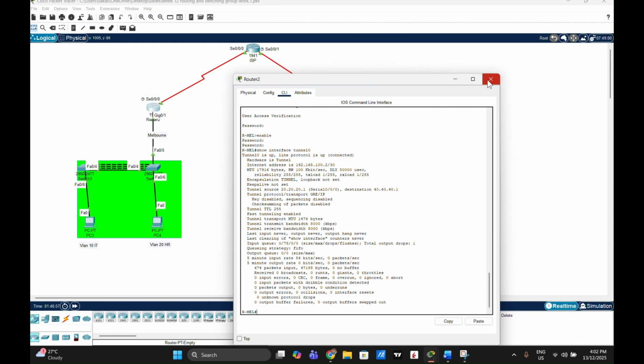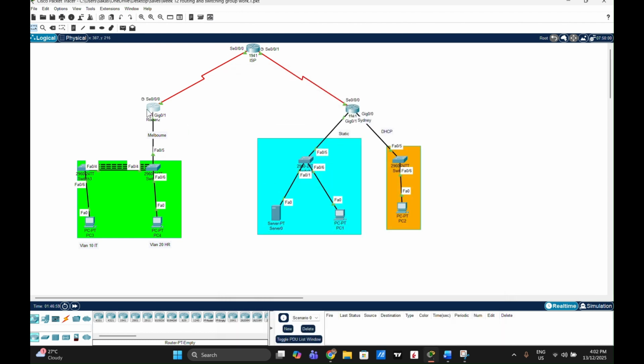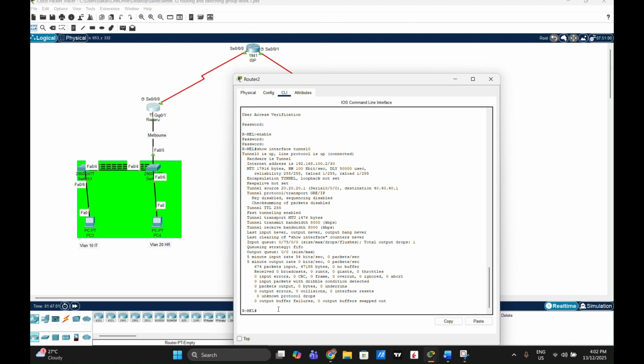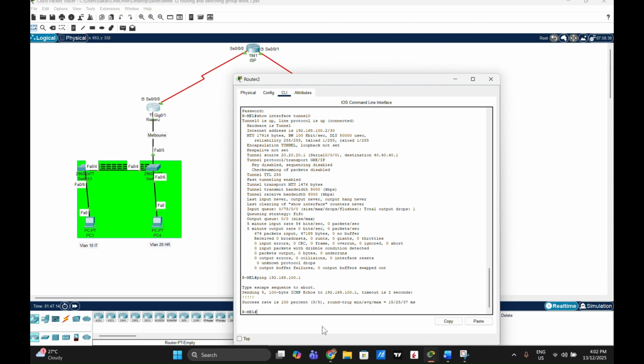And now we will also do a ping test. Both Sydney and Melbourne are connected to each other. So let me ping 192.168.100.1. So here we can see the success rate is 100%. This means Sydney and Melbourne are both connected and working perfectly.